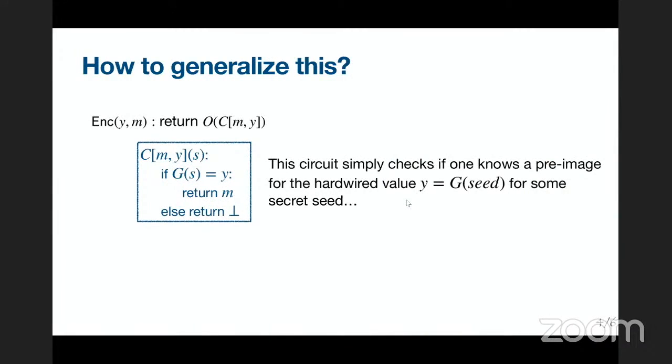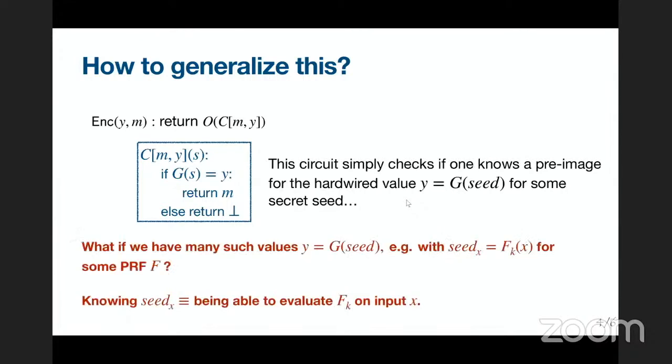So if you look at the construction again, what happens is that the obfuscated circuit that corresponds to a ciphertext is simply a circuit that checks if you know a preimage for some hardwired value, where the hardwired value is the PRG evaluation on some seed. And so the seed is the secret part. And so the question is what happens if you use a different form of seed, and in particular, what happens if you define multiple seeds, and the seeds, you just need them to be pseudo-random.